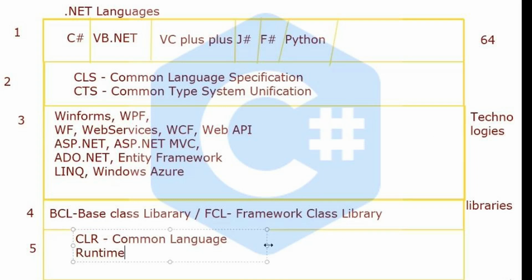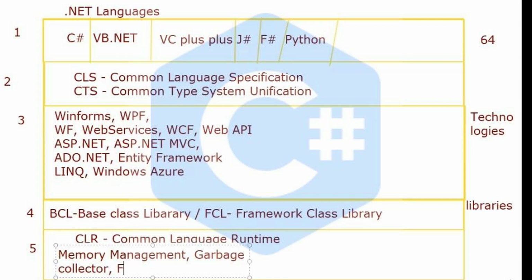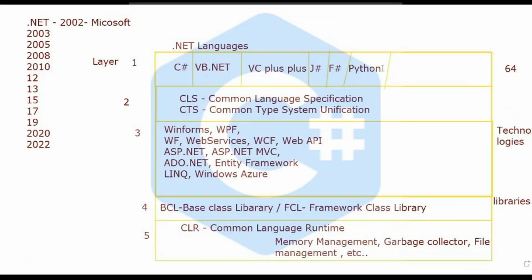Common Language Runtime. So this CLR will contain memory management, garbage collector, file management, etc. There are many other things which your CLR contains. Okay. Now let's talk about how our program will get compiled in C# or VB or entire .NET.